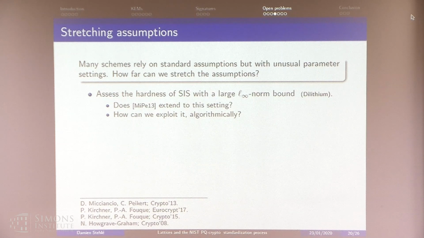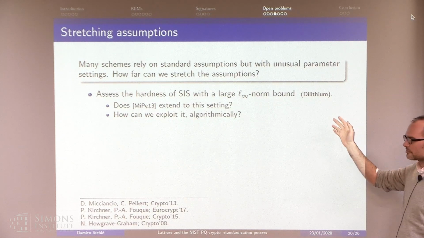Okay, so still related to assumptions. Some schemes make more or less standard assumptions, and even with standard assumptions, sometimes the parameters are stretched in a way which is quite audacious. So maybe that's the item that I prefer on this slide, and I think that's a very important one, of course, because I'm one of the authors of Dilithium. I don't think this question related to Dilithium has received a lot of attention, how much it is known.